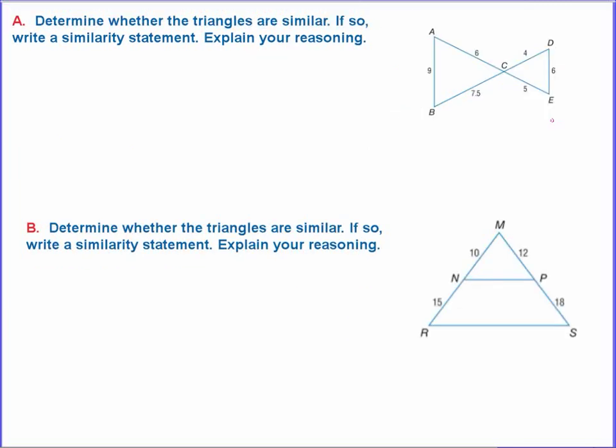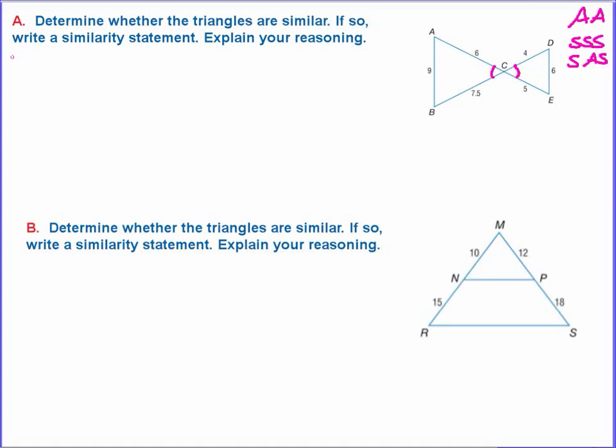A couple more. We're looking at this triangle and I don't see any angles marked. But remember, you have vertical angles, so we can mark those if we want. So we have 3 ways: angle-angle, side-side-side, and side-angle-side for similarity. Now, angle-angle doesn't work because we don't have any sides marked parallel, so that doesn't work. So we are left with 2 options, side-side-side or side-angle-side. We can use either one of these.